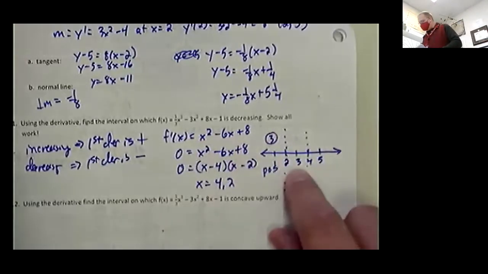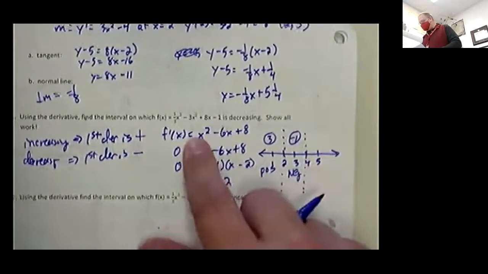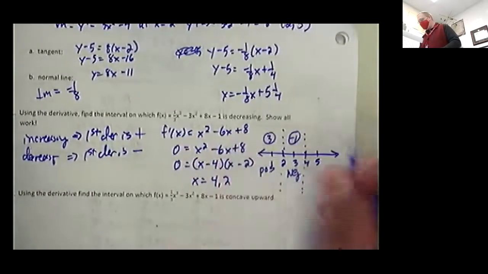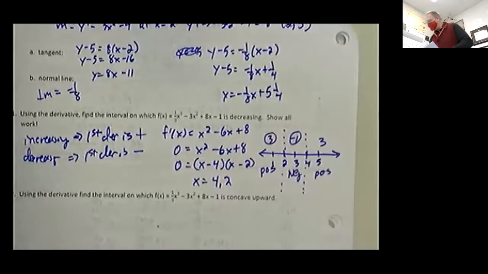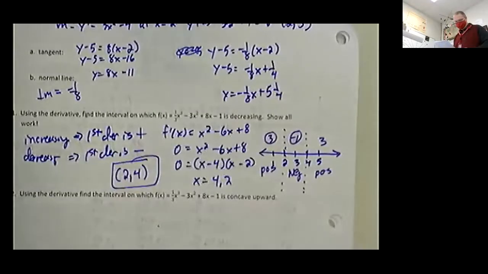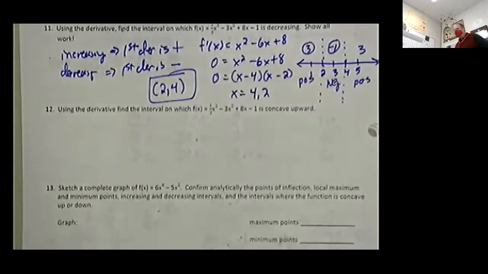If I look at a 3 and plug 3 in, that's 9 minus 18, which is -9 plus 8 is -1, which is negative. And if I plug in a 5, I get a 25 minus 30 is -5 plus 8 is 3, which is positive. So where are we negative? We're negative between 2 and 4. If it was like the other way, like if 1 was positive, 3 was negative, and 5 was positive, it'd be negative infinity to 2 union 4 to infinity.